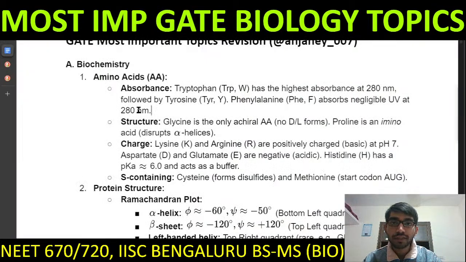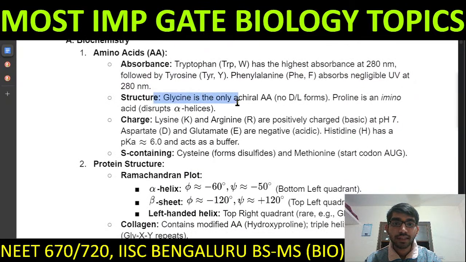So this was our first fact that you should remember: the absorbance values and also the structures that I just showed you. Then structure-wise, glycine is the only achiral amino acid, which has no D or L forms. Proline is an imino acid and it disrupts the alpha helix structure.